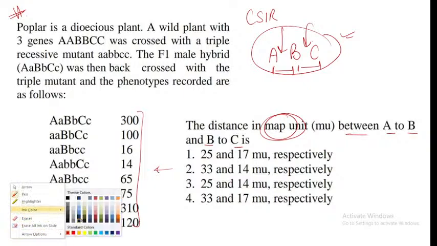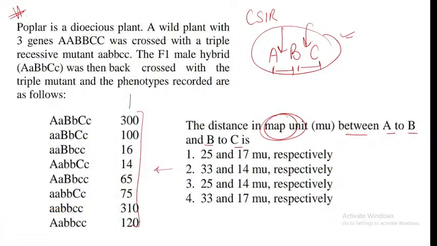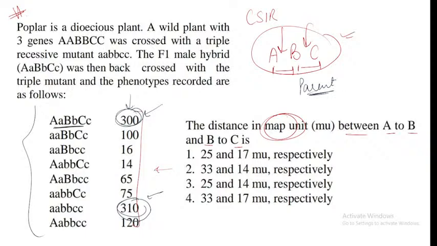First thing, these are the numbers of progenies. Remember one thing, the maximum frequency, that is 300 and 310 here, the maximum frequency will always be of the parents. Remember this, this is a thumb rule. So what are the parents in this scenario? We have capital A, capital B, capital C as parent 1, and the second parent is small a, small b, small c. So these two are our parents.